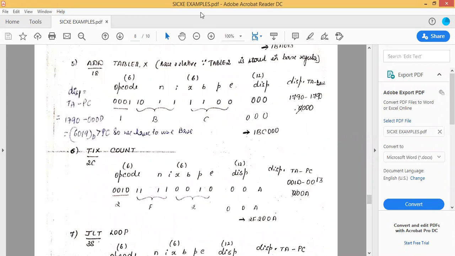So this is a very important problem. Know when to use base and when to use PC. As I said, PC is most preferred over base. So it's okay even if you try using the base. But when you actually have to use base is when the displacement range goes out of PC's range. That is when you have to use base.